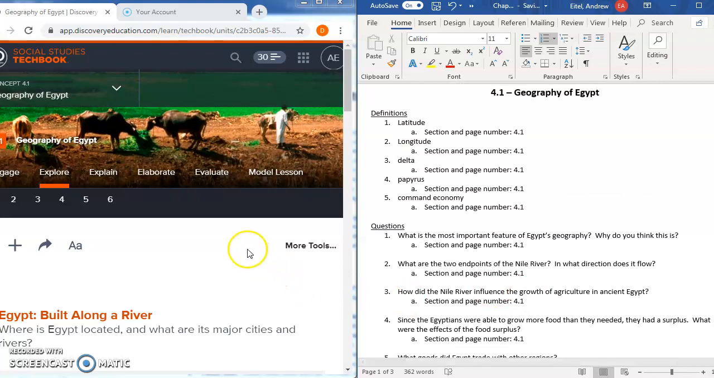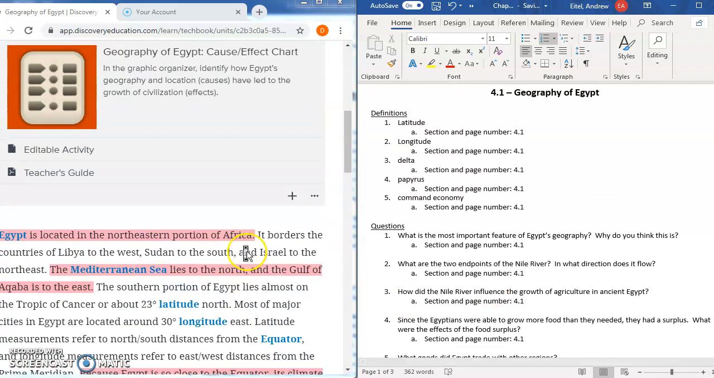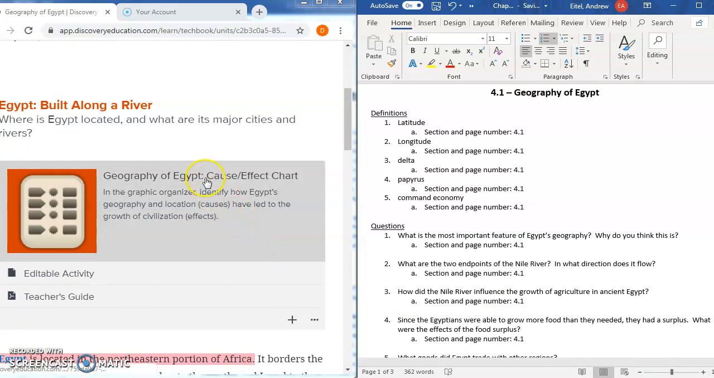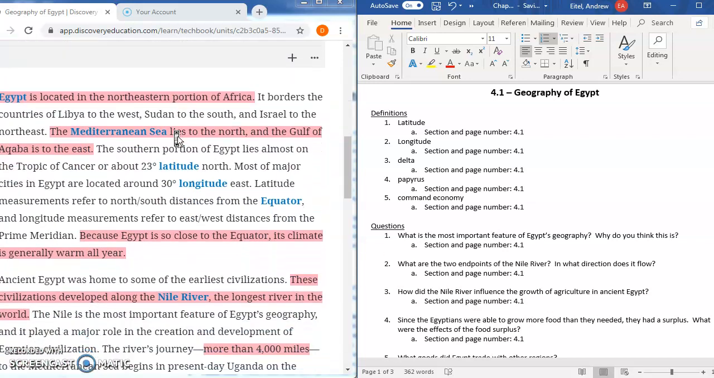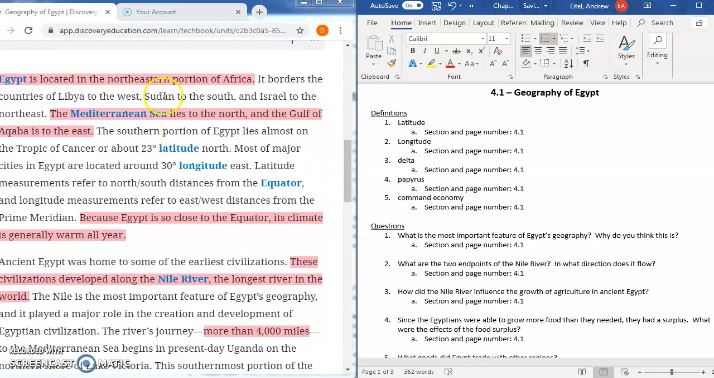Okay, so let's begin. Egypt, built along a river. Where is Egypt located, and what are its major cities and rivers? Egypt is located in the northeast portion of Africa. It borders the countries of Libya to the west, Sudan to the south, and Israel to the northeast. The Mediterranean Sea lies to the north, and the Gulf of Aqaba is the east.